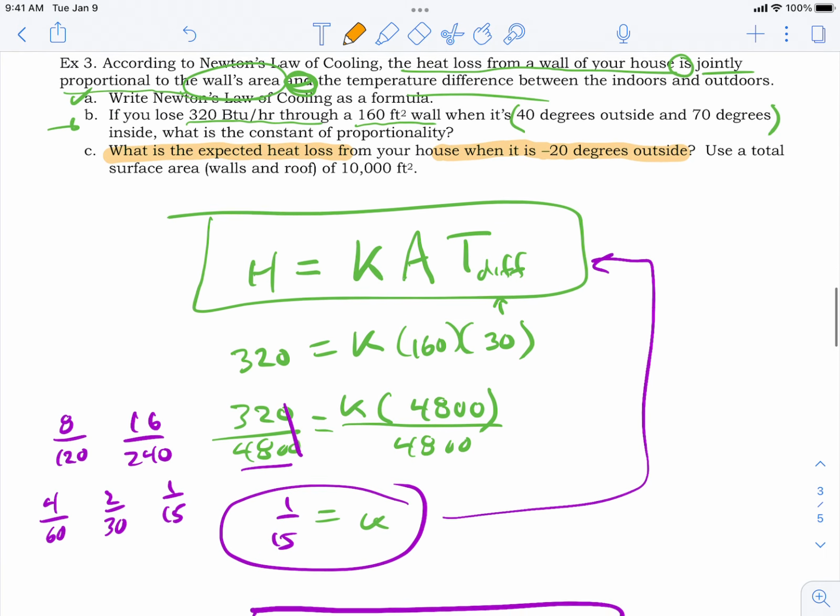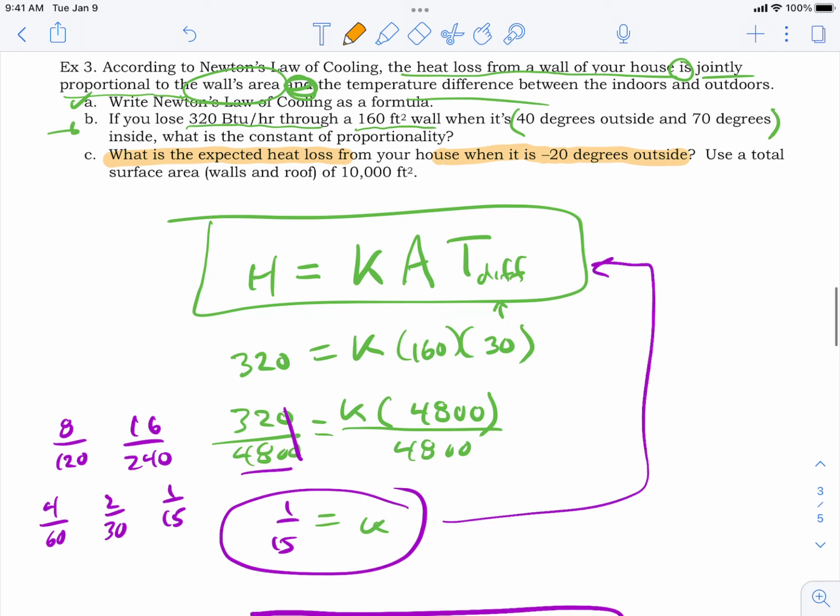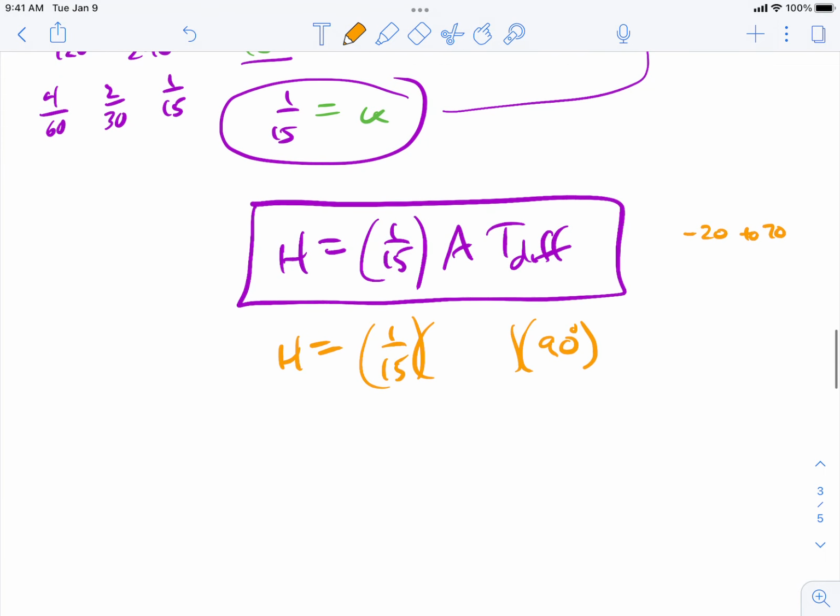What's the area of our walls again? Well, actually it says right here, use a total surface area. We're going to throw the roof in, I guess. Walls and the roof of 10,000 square feet.